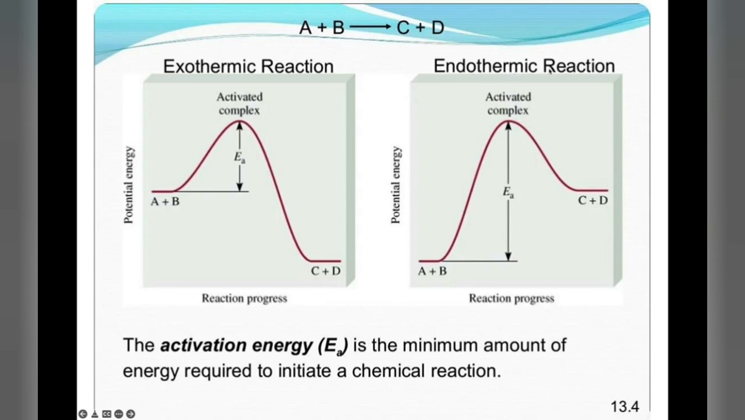Another reaction I can show you for endothermic reaction. So they react and activated complex is formed. Here more amount of activation energy is needed and the product formed is shown C plus D.